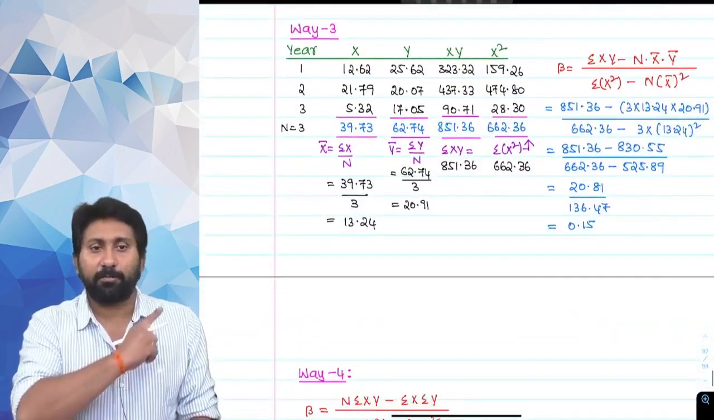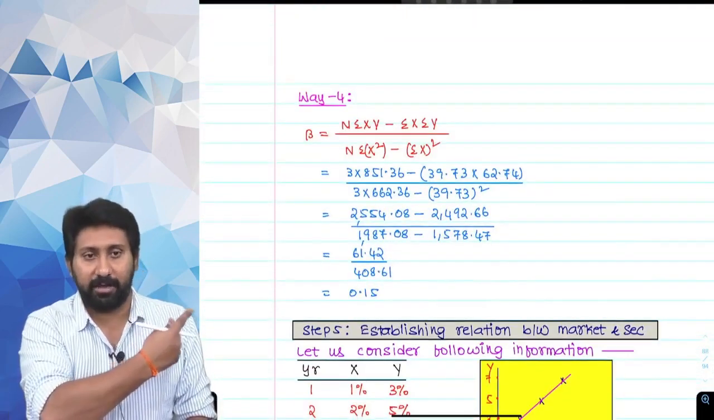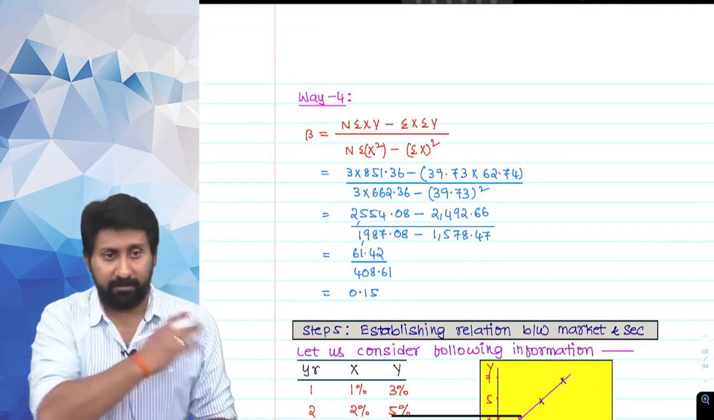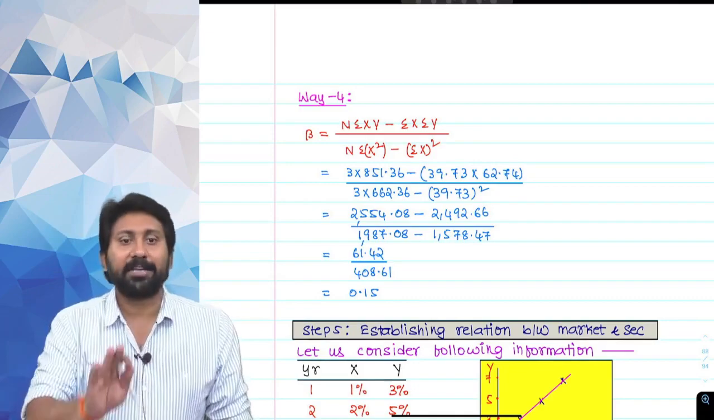We have solved formula number 3, and we got the answer as 0.15. We have also solved the fourth formula, and we also got 0.15 in that case. In all the cases, beta is 0.15.